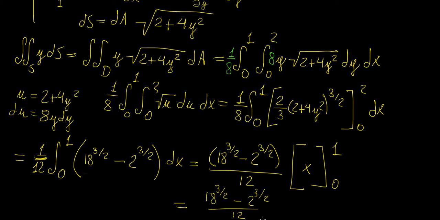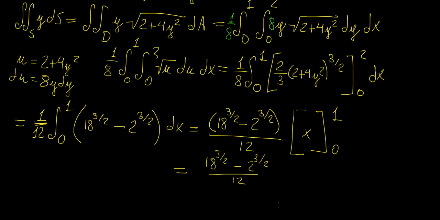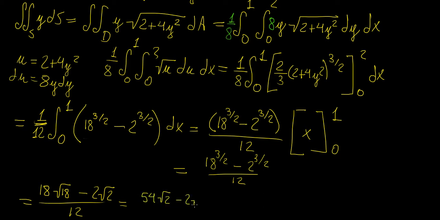And now let's see if we can simplify this a little bit further. At this point, it's just basic arithmetic, so let's do it here. We have 18 times square root of 18 minus 2 times square root of 2 over 12. Let's see, this is 9 times 2, so we can take the 9 out, so this becomes 3 times 18, that is going to be 54, I believe, times square root of 2 minus 2 square root of 2 over 12. Sorry, it should be 12 there.